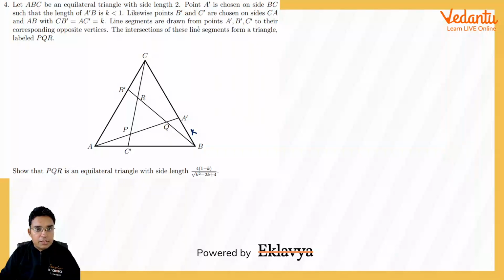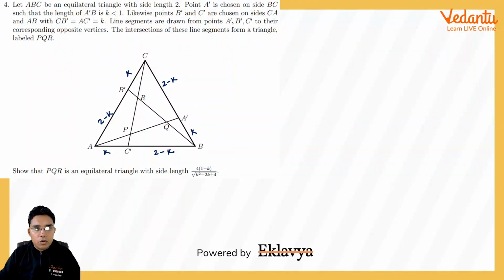Likewise, B dash and C dash are chosen on the side CA and AB such that CB dash is K, so this is K, and AC dash is also K. So these remaining sides will be 2 minus K here, 2 minus K here, and 2 minus K here.